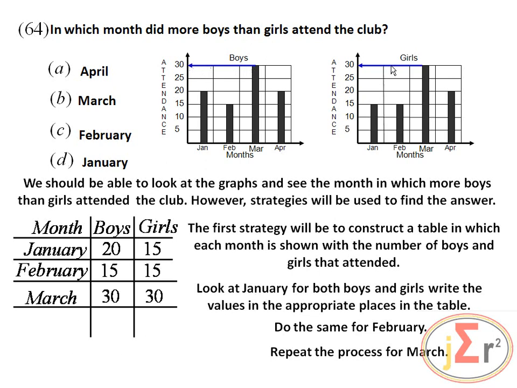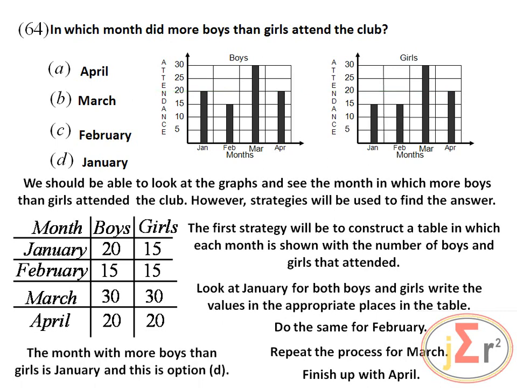Good. And of course, we are going to finish up with April. So finish up with the month of April. What do we have? One goes across from the top of the bar in the boys graph to 20, and from the top in the girls graph to 20. So April, 20 for the boys and 20 for the girls.